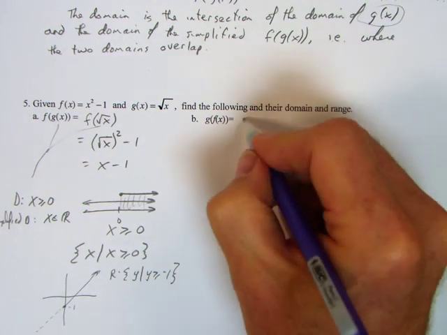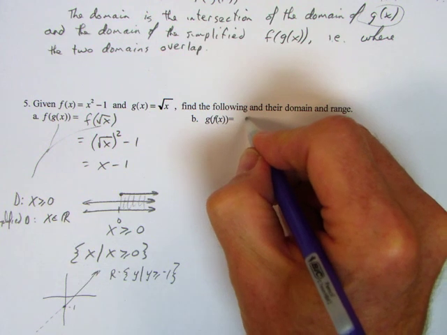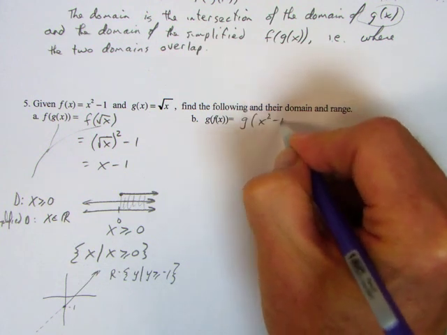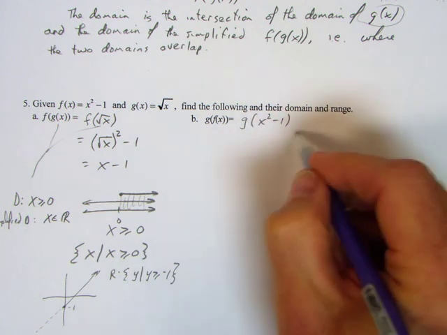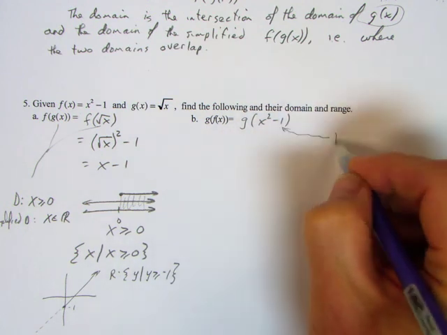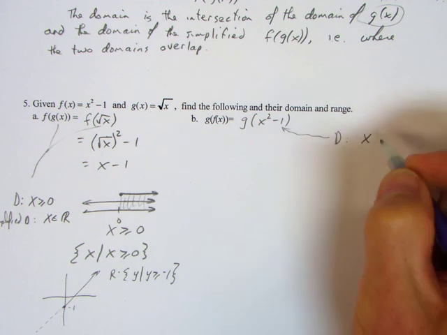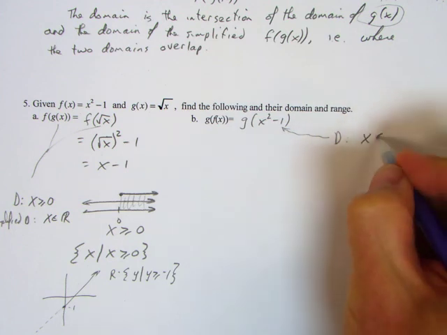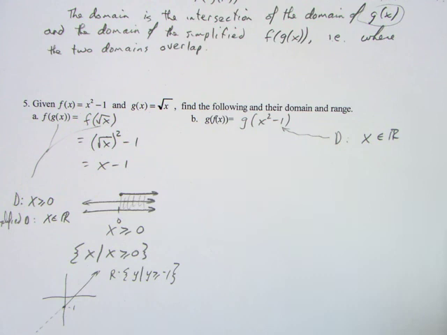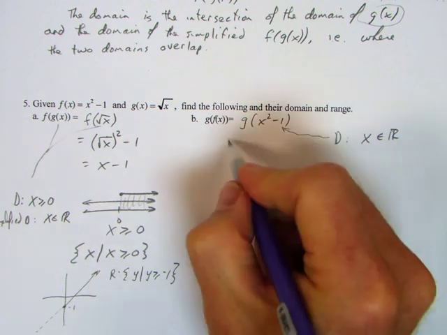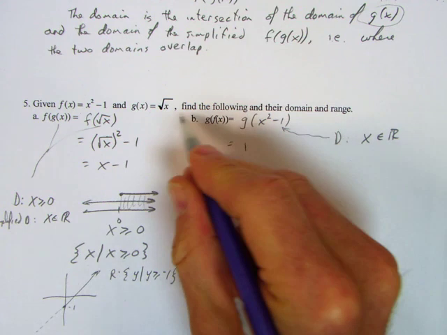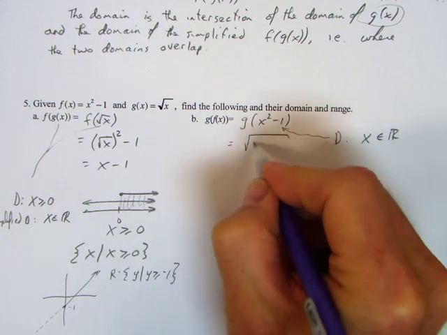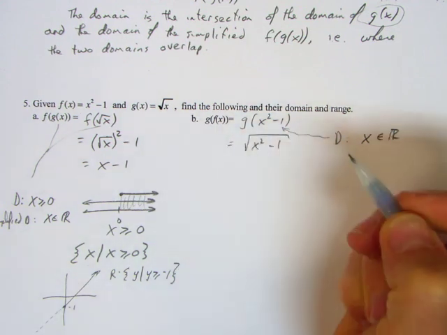G of f of x, so that's going to be g of x squared minus 1. So if you want, we can start talking about the domain of this part immediately. What's the domain there? There's no restriction when you square something, so it's just all real numbers. Now let's plug it in. For g of x, g of x is our square root, so it's going to be the square root of x squared minus 1.